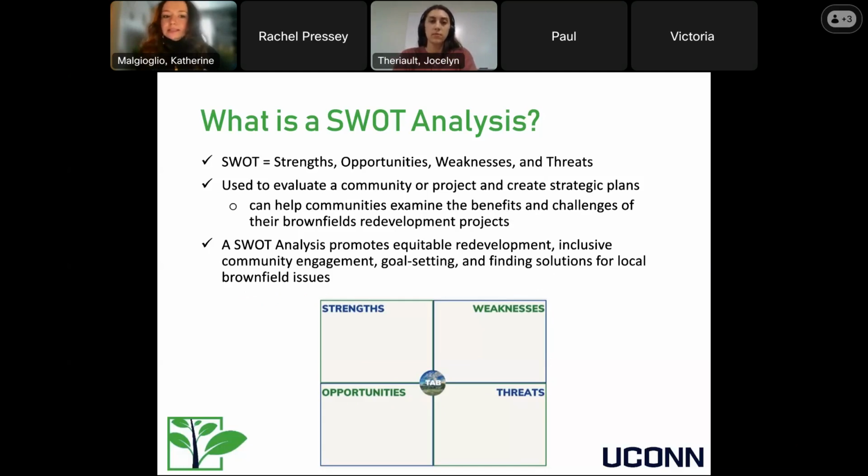A SWOT analysis can be used in so many different contexts. It's especially common in business and marketing, but it can also be super helpful in conversations on brownfields and community engagement. SWOT analyses can be used to examine benefits and challenges within redevelopment projects and create strategic plans based upon those findings. And you'll see here at the bottom is how we lay out the SWOT and how we can visualize all of these things together.